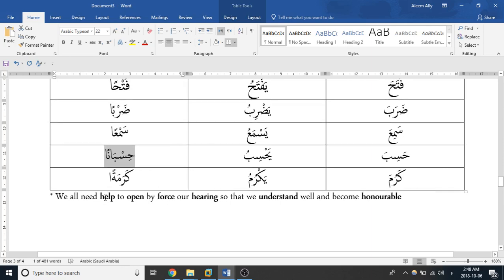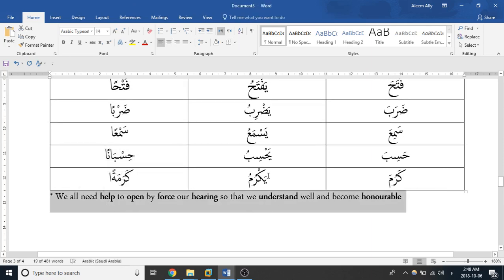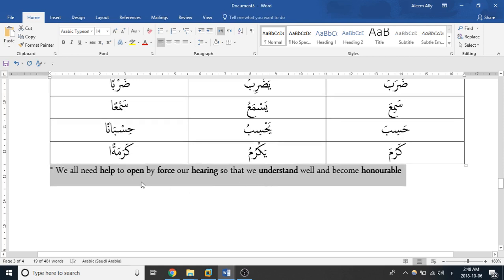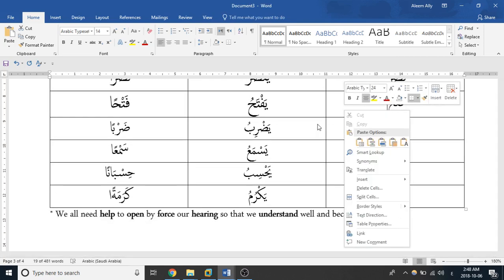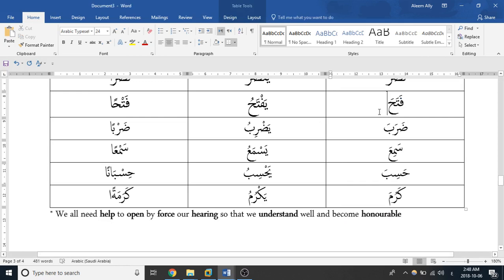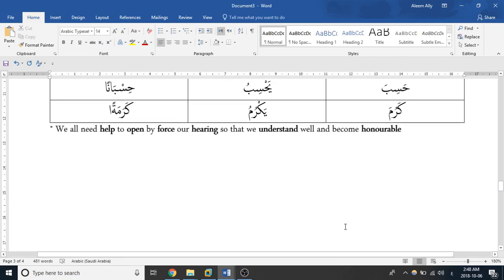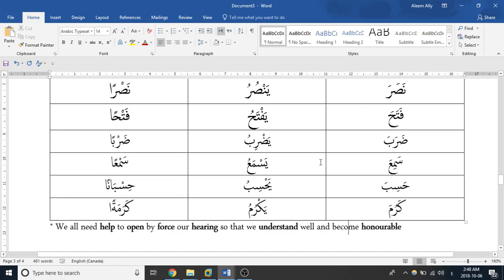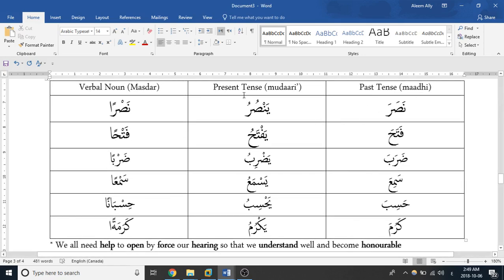And Ustad gave a really clever way, a little sentence on how we could remember it. And it's, we all need help, right? So help is nasara, to open by force. So daraba is like to strike or to go at something with force. Our hearing, which is sami'a. We also hear that every day in salah. Sami'a Allahu liman hamida. That we understand well and become honorable. Right? So that's just a way of memorizing these 6, which act as categories in order to figure out middles.